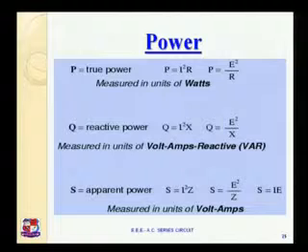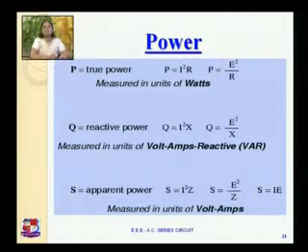Now equations of various power. As we had discussed earlier, basically three types of power are there: active power, reactive power, and apparent power. So P is known as active power. It is also known as true power. As we had discussed earlier, this active power is related with the resistive elements only. So P is equal to I square into R, where I is the current passing through the circuit and R is the resistance of the circuit.